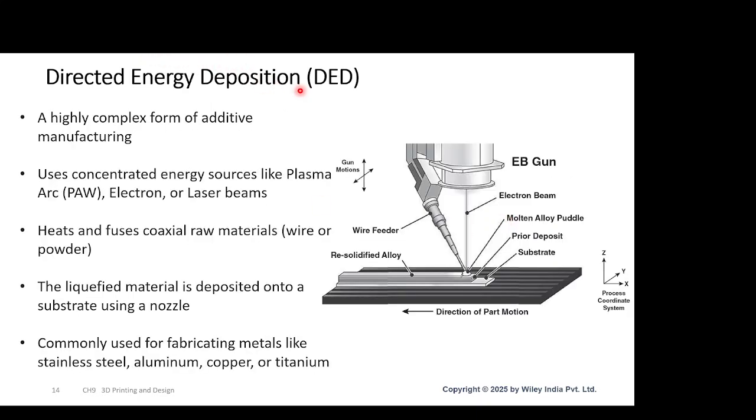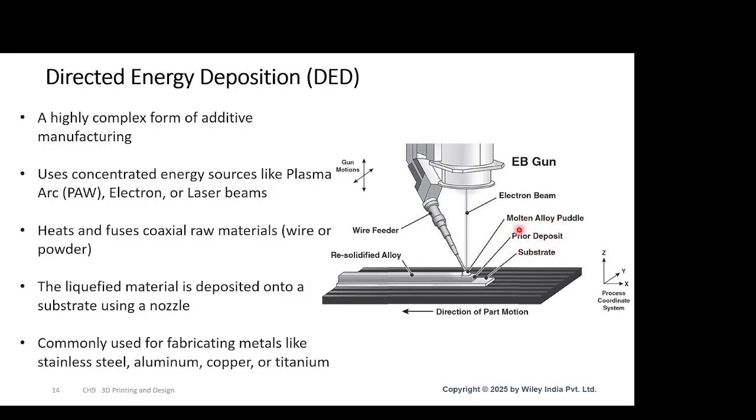Directed energy deposition, or DED. It's a highly complex form of additive manufacturing. It uses concentrated energy sources like plasma, electron, or laser beams to heat and fuse coaxial raw materials, wire or powder. The liquefied material is deposited onto a substrate using a nozzle. So, everywhere we have a nozzle which deposits the material, and it is commonly used for metals like stainless steel, aluminium, copper, or titanium.